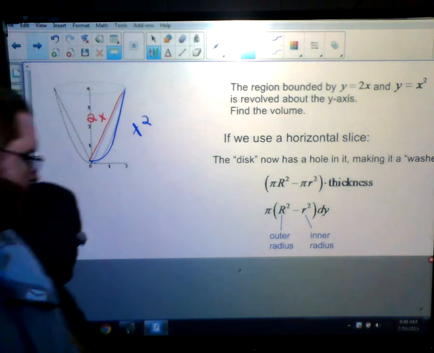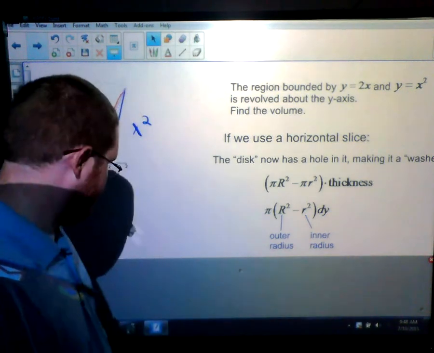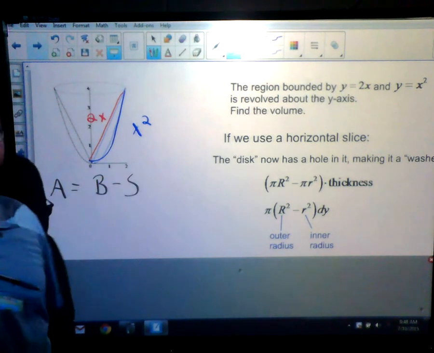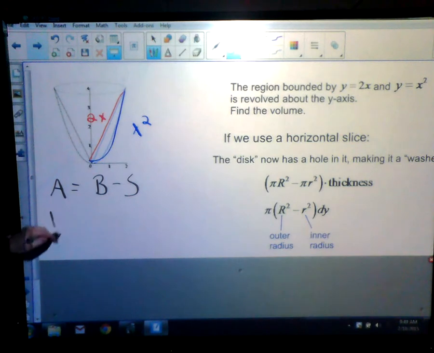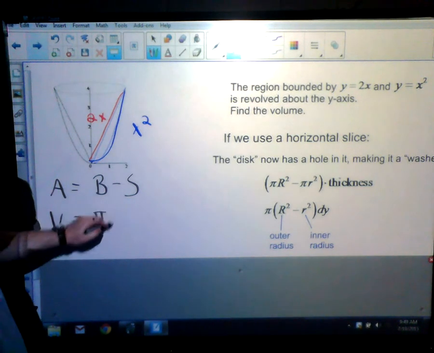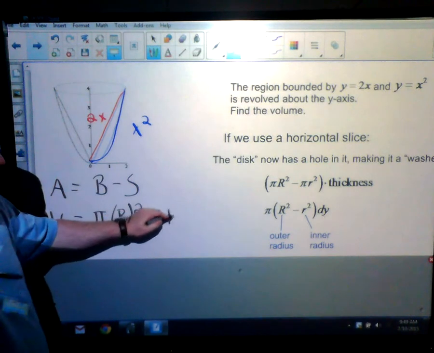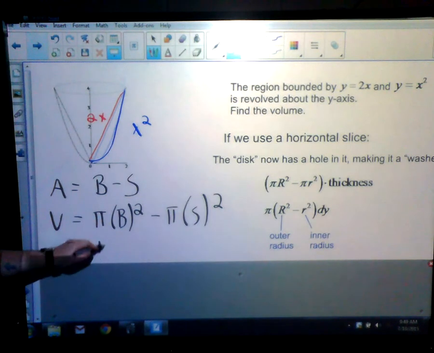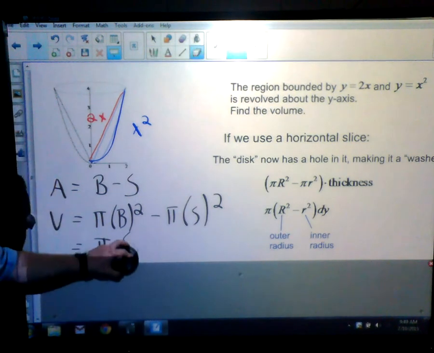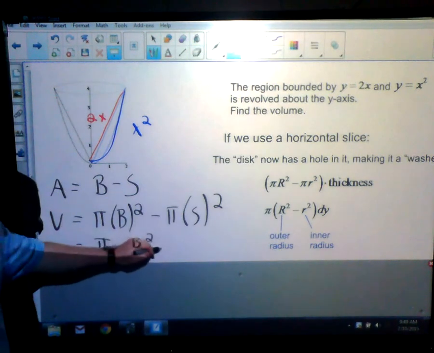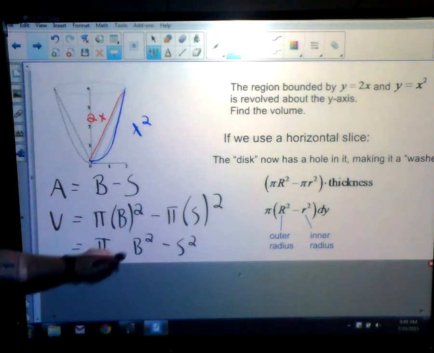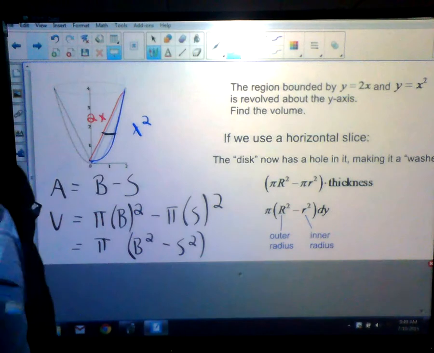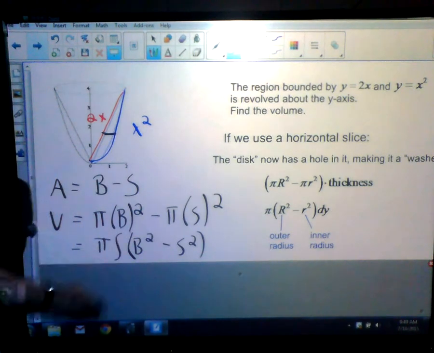We're going to treat this very similar to the way we did area. Area was big minus small, or top minus bottom, or right minus left, however you want to think of it. Volume is going to be pi times the big one squared minus pi times the small one squared. Or if you use a little bit of algebra, I can factor the pi out, and that leaves me the big one squared minus the small one squared. But if I want to do an infinite number of these areas, I'm going to have to do the integral.